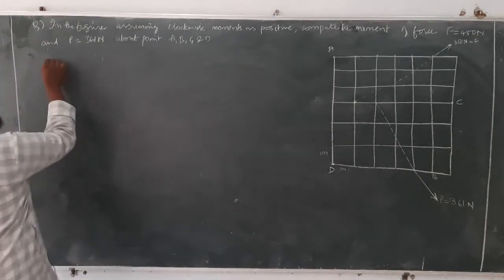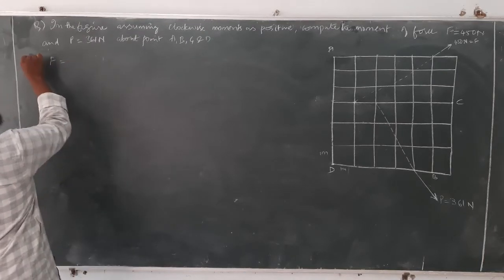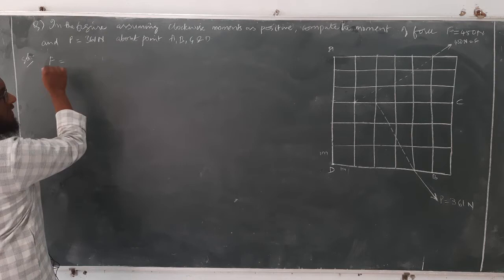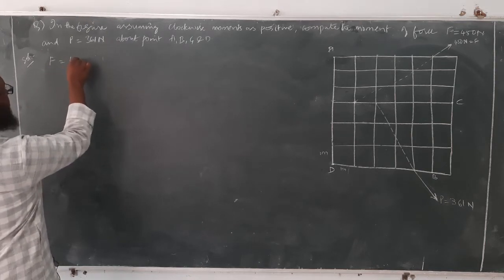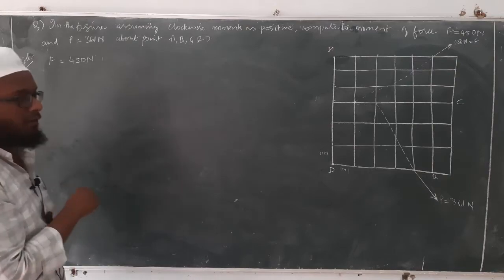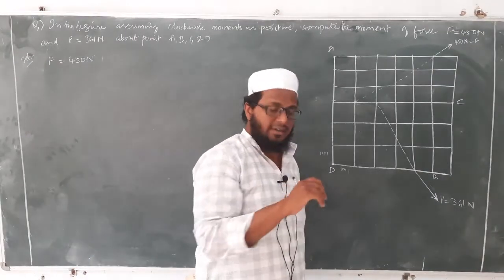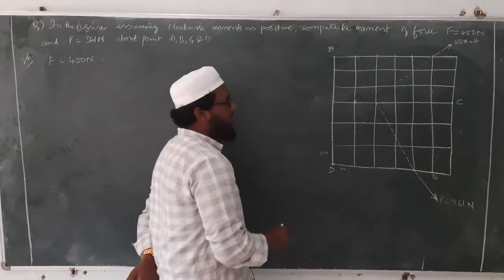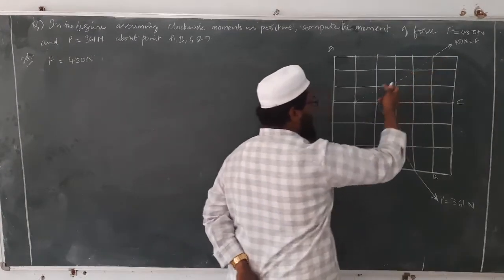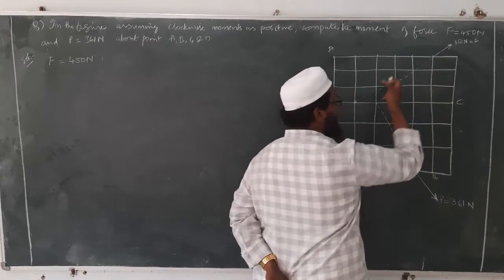What is the magnitude of force F? This is the solution, F is equal to 450 newtons. Okay, now what is the angle? There is no angle given to us directly. To identify the inclination of the force, they have given us this triangle. You can see here, we have a triangle, it is forming a triangle, isn't it?